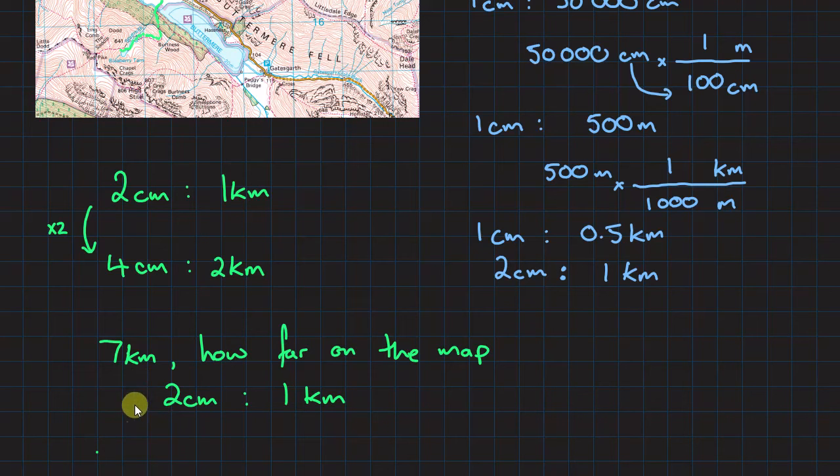Take it from there. So I want to change this. I'm going to work out that number there. And I know this is 7 kilometres. How do I change the values? Multiply by 7. So we've got 14 centimetres is 7 kilometres. Okay, so that's how you can use maps.